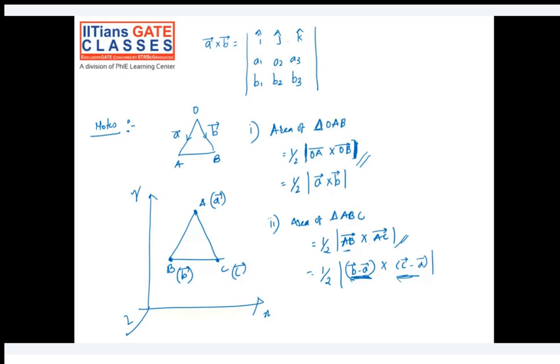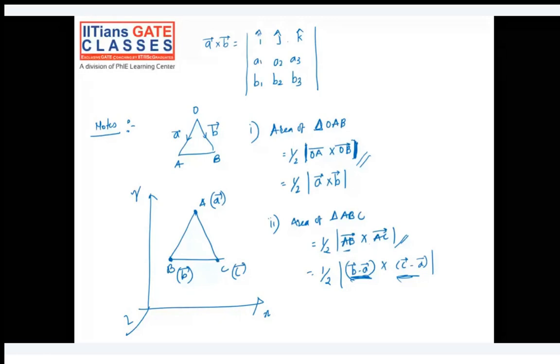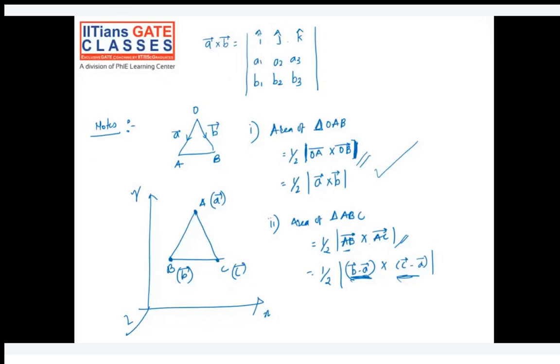If you directly know the vectors A bar and B bar, you can directly use this, because A bar and B bar themselves are the position vectors here. But in the second case, we don't know what AB bar and AC bar are. So that's why we have used AB bar equal to B bar minus A bar, and AC bar equal to C bar minus A bar. Okay, so this is the difference between these two approaches.